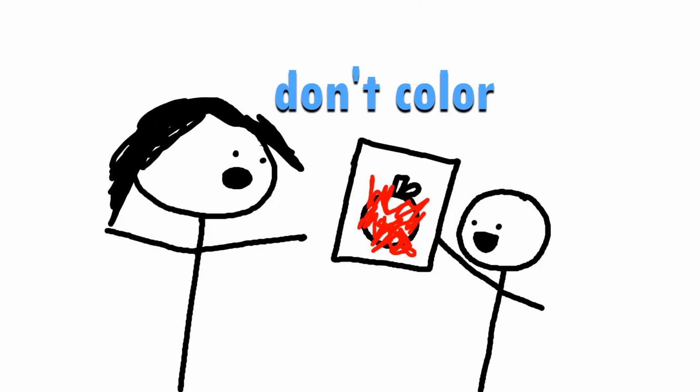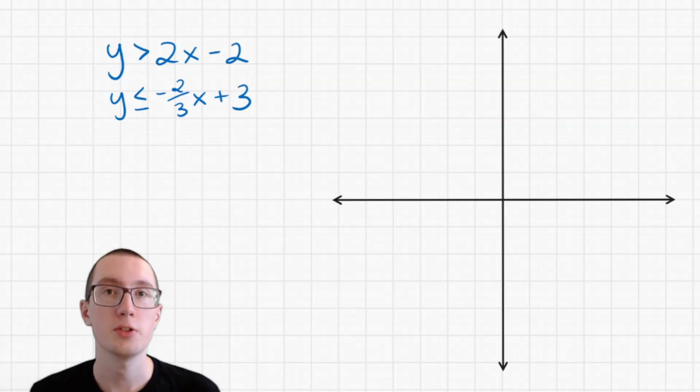Do you remember back in kindergarten when the number one rule in class was don't color outside the lines? Well, this is what your teacher was preparing you for, graphing inequalities. So here's our first example.